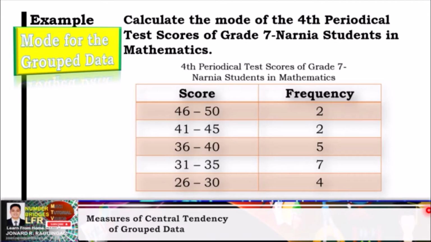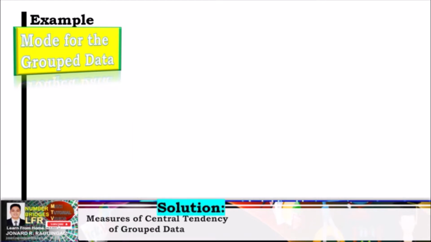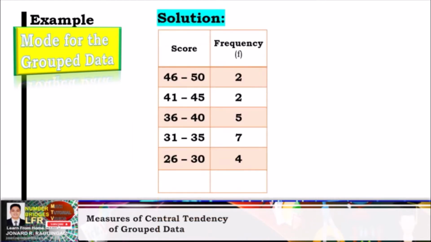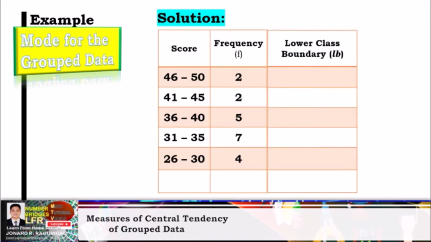Let's have an example. Calculate the mode of the fourth periodical test scores of grade 7 Narnia students in mathematics. The table shows the fourth periodical test scores of grade 7 Narnia students in mathematics. Compute for the mode. First, let's add a column for the lower class boundary. To find the lower class boundary, subtract 0.5 from each of the lower limits.